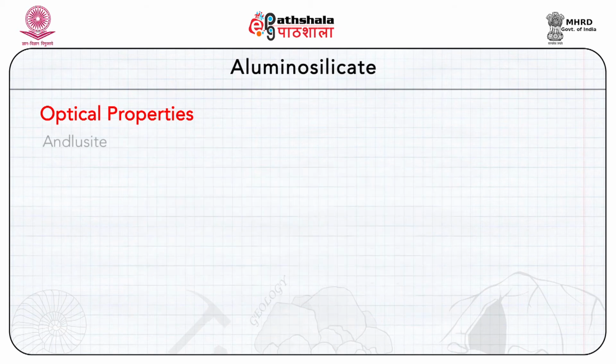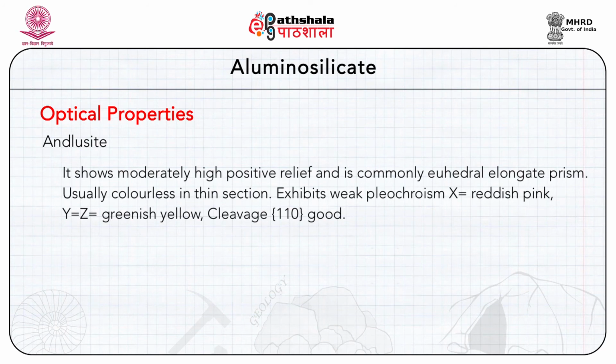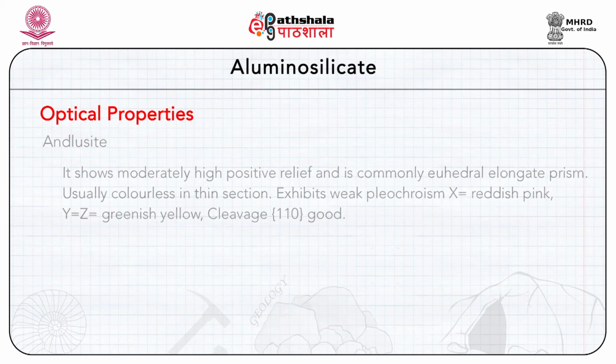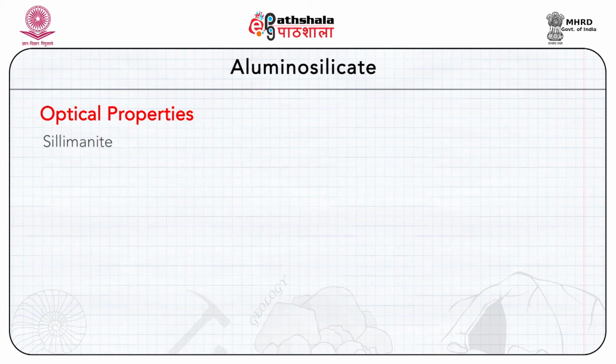Then we have andalusite. It shows moderately high positive relief and is commonly a euhedral elongate prism, usually colorless in thin section. It exhibits weak pleochroism. X shows a reddish pink color, Y and Z show a greenish yellow color, and cleavage is good on the 110 face. Now, we have the optical properties of sillimanite.